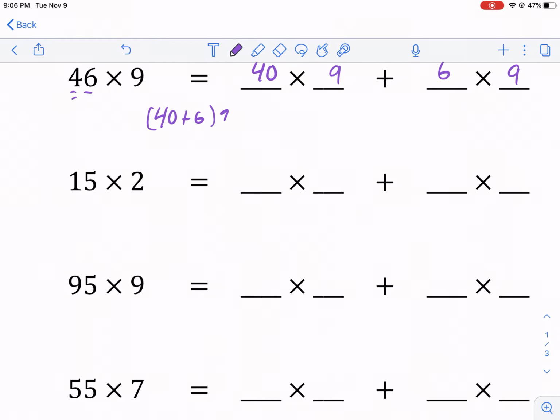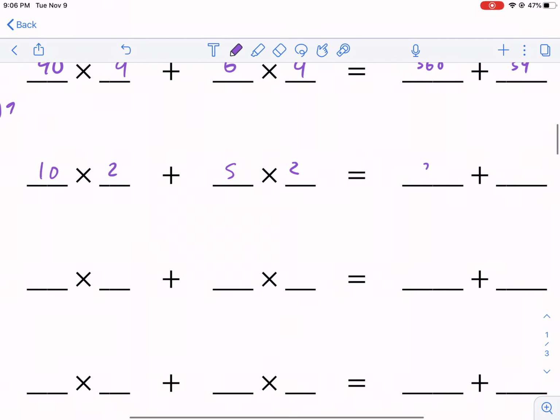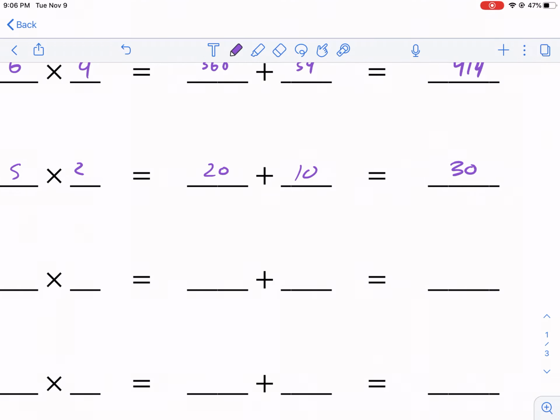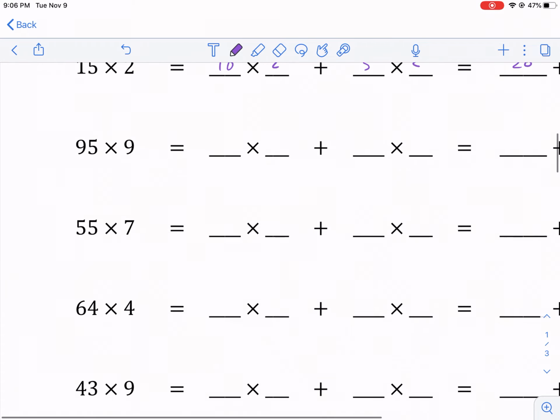We have 15 times 2. That's going to be 15. Sorry, that's a 10 times 2, and then it's a 5 times 2. 10 times 2 is 20. 5 times 2 is 10. I think you guys are getting the hang of this. Add those two together, we get 30. We're going to do one more.